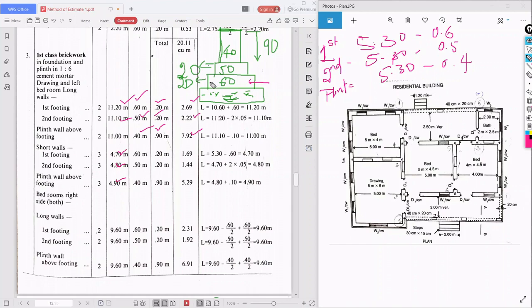So what is the height? That is 20, 20 and 90, 20, 20 and 90. So multiply them, you will get the quantities like this: 1.69, 1.44 and 5.29 as the quantity for first class brickwork, only for drawing and left side bedroom. Okay.